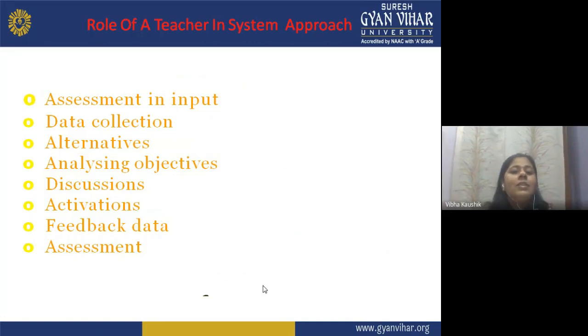The first one is assessment of input. Now, the teacher can assess, evaluate whether this input is sufficient or not. Data collection. The teacher can collect data related to that particular problem. Alternatives. What are the different alternatives available? Analyzing objectives. Whether the objectives which have been framed by me are correct or should be modified. Discussions. Various discussions can be held. Activations, feedback data. On the basis of system approach, I will get some feedback data. Assessment, I can improve my evaluation system also.